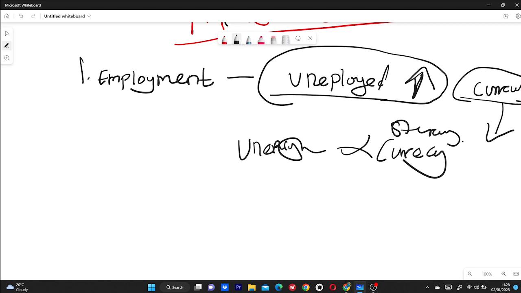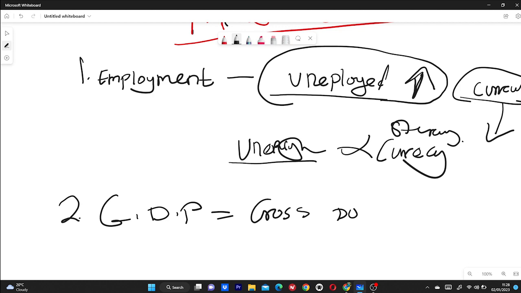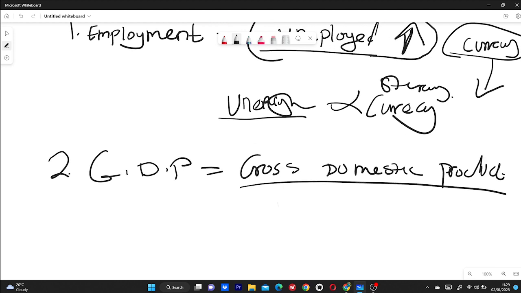Unemployment is inversely proportional. The reason I'm talking about unemployment is that it is what is mostly shown on the Forex calendar. Forex Factory calendar, most of them show the unemployment rate. So number two we are going to talk about is GDP. GDP means gross domestic product. This is very easy to memorize.